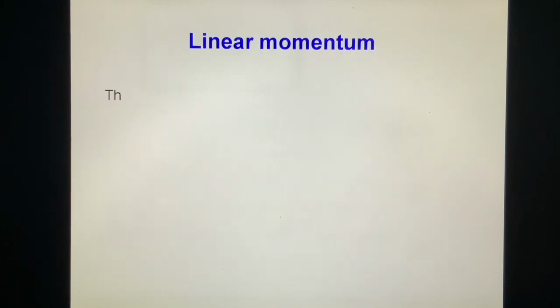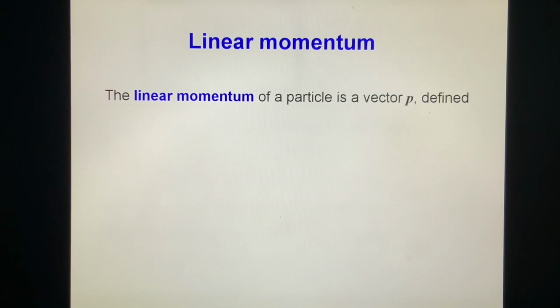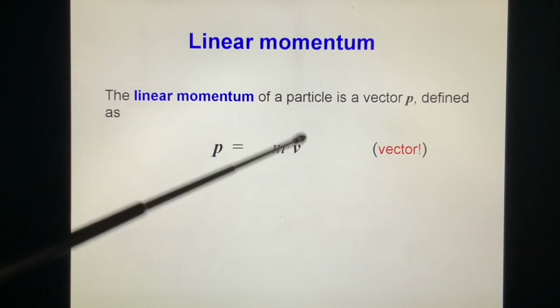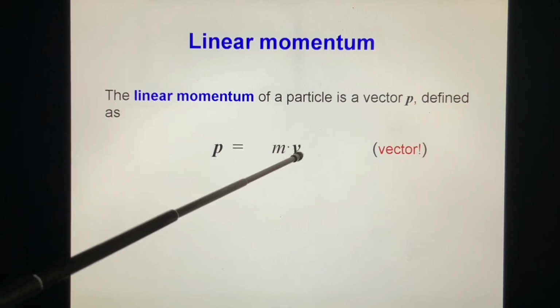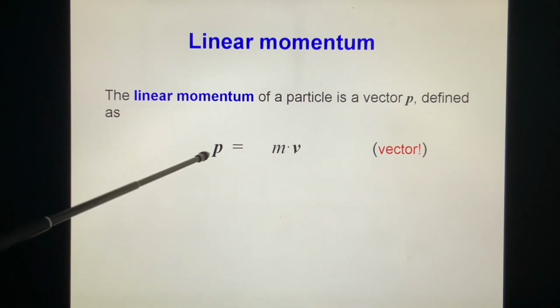Linear momentum. The linear momentum of a particle is a vector p, which we define as p equal to mv, related to its velocity. Velocity is a vector, so the linear momentum is a vector too.